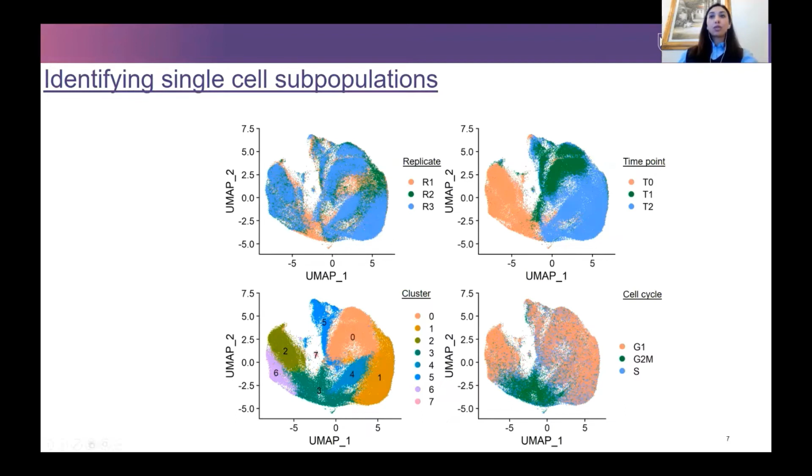One of the most interesting clusters was this G2M, which means that the cells here are still in the process of proliferation. So you would expect to see these cells in T0, but interestingly, some of the cells at this cluster are also T2.